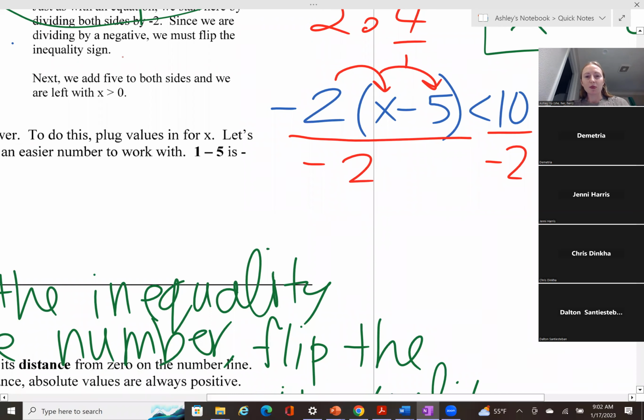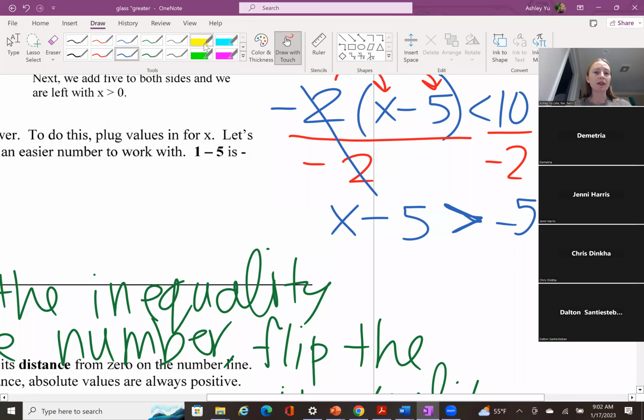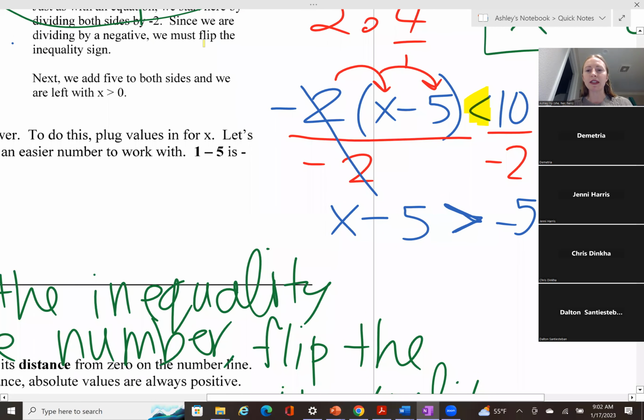So in this case, we divided both sides by a negative number. So on my next step, I'm going to simplify the left side. Okay, the negative 2 is gone. The right side, 10 divided by negative 2 is negative 5. But now I have to flip the inequality. So it flipped backwards. It was a less than, now it's a greater than. If it was a greater than, I would change it to less than.